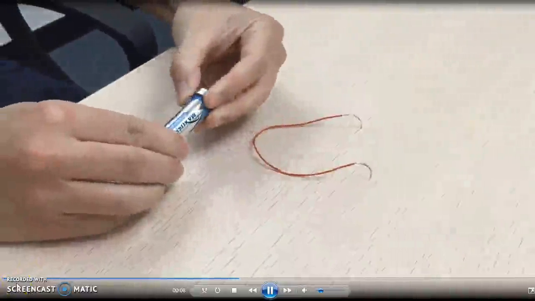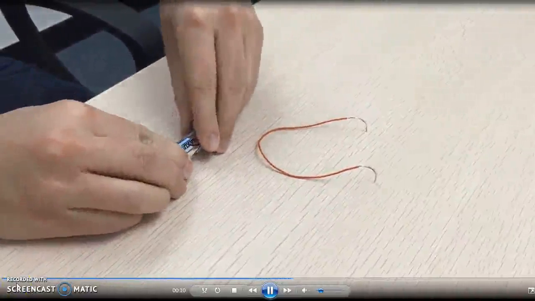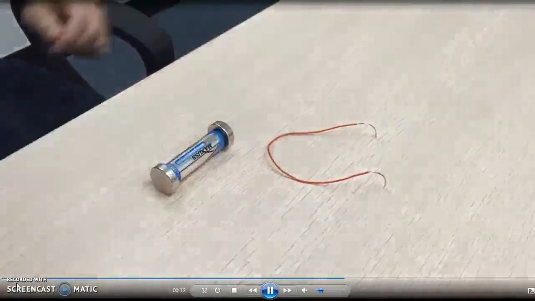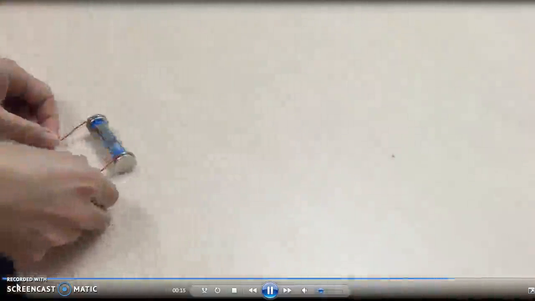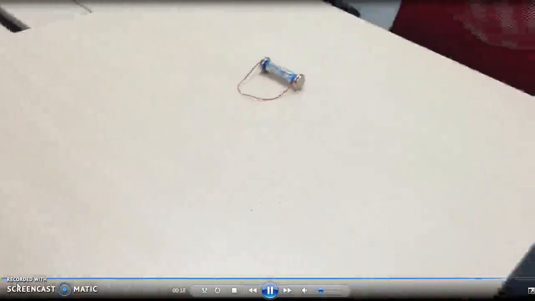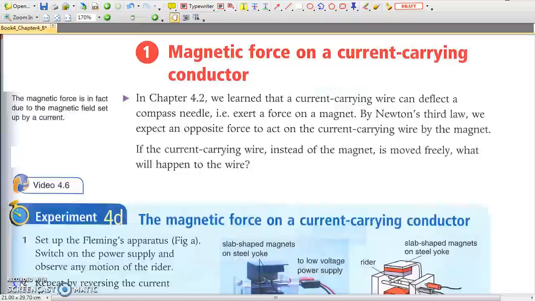Well, the two-wheel car moves itself. This is a simple device that converts electrical energy in the circuit to kinetic energy of the car. So, it is a motor. 1. Magnetic force on a current-carrying conductor.